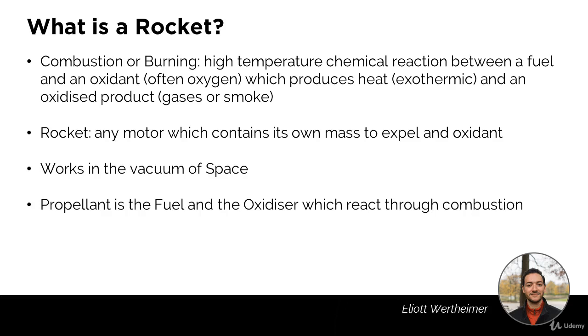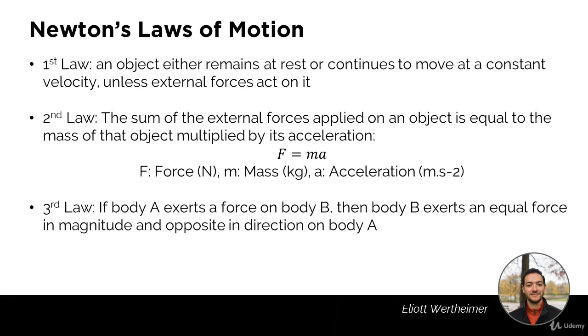So let's see how combustion, or burning, comes into play with rockets. Basically, in a rocket, the propellant is the fuel and the oxidizer. As they react together through combustion, they create the oxidized product, which is expelled out the back very fast thanks to the heat created by the reaction of the fuel and the oxidizer. So combustion, like in a car engine and an airplane engine, is a central process within rockets.